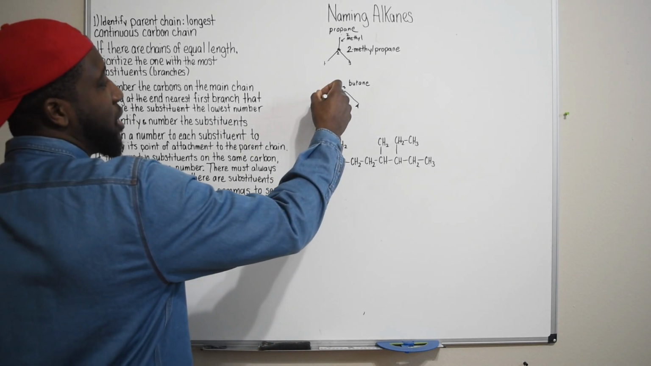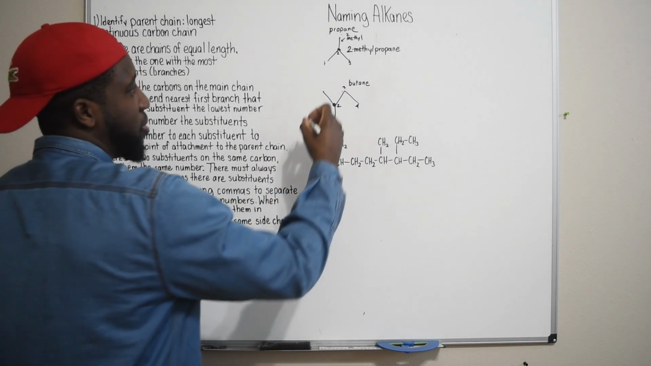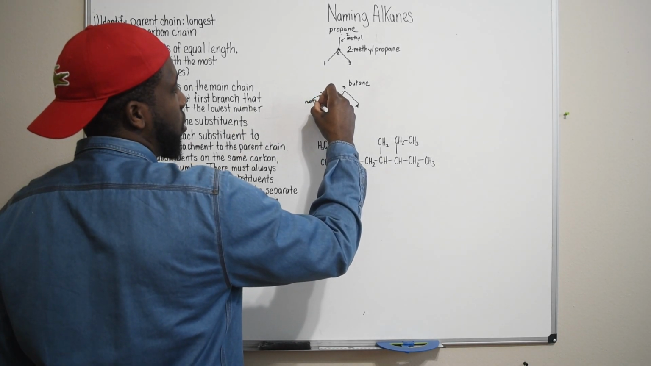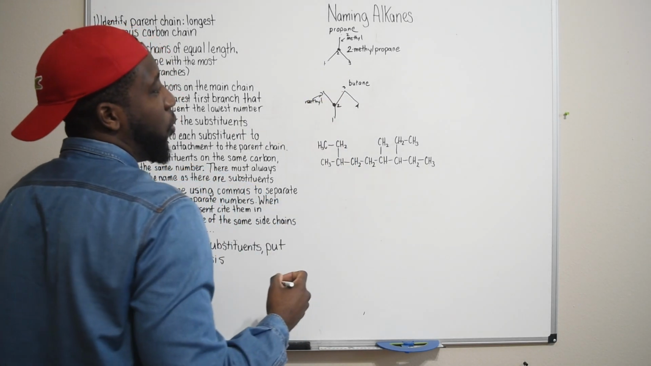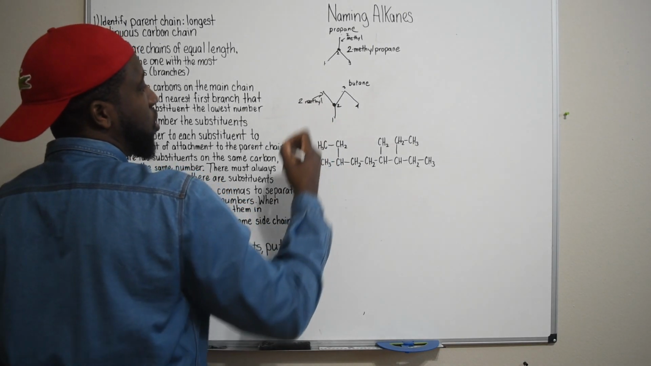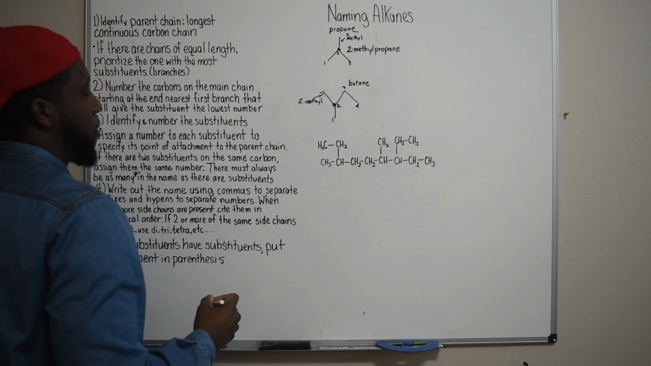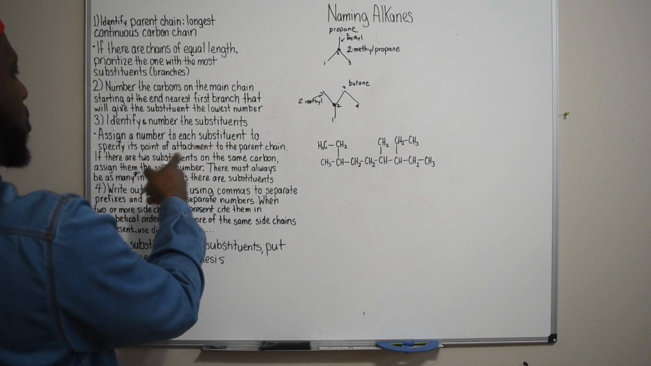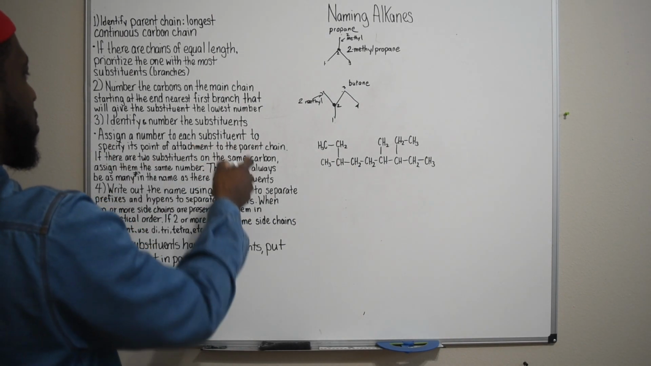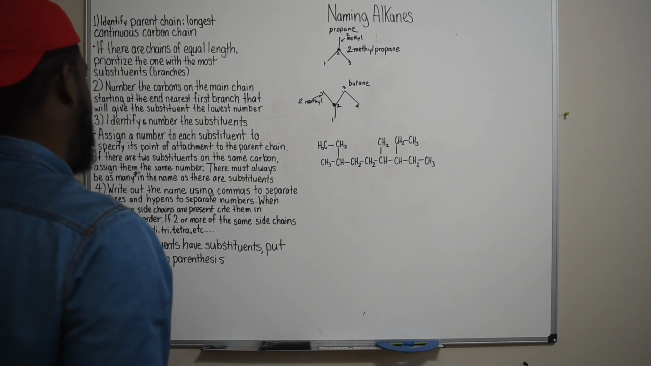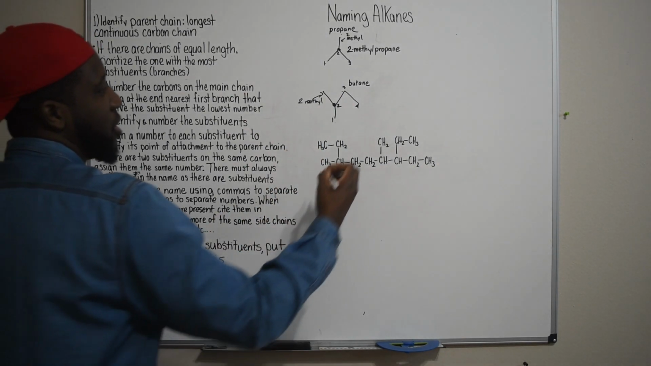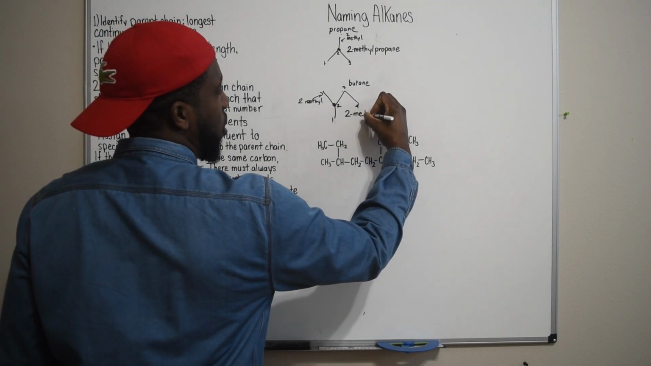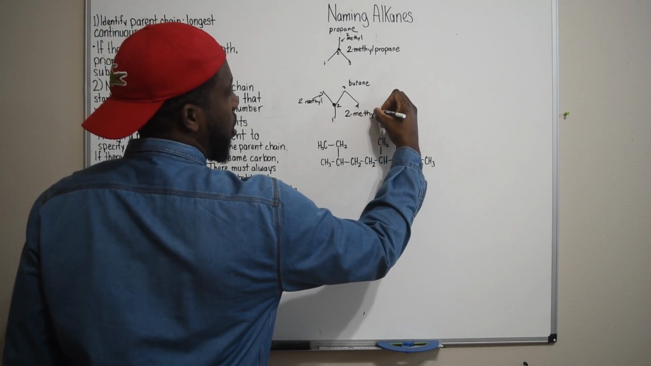Now what is this substituent? It's methyl. And which carbon is it on? It's on carbon number 2. So we assign a number to specify its point of attachment, and we're good right there. Now we write out the name. This is going to be 2-methylbutane.